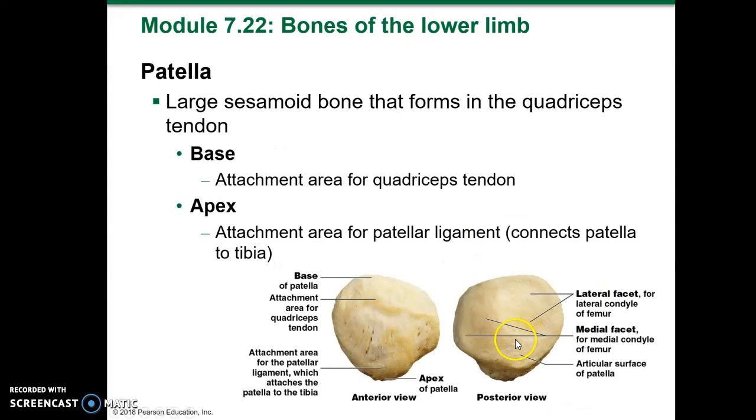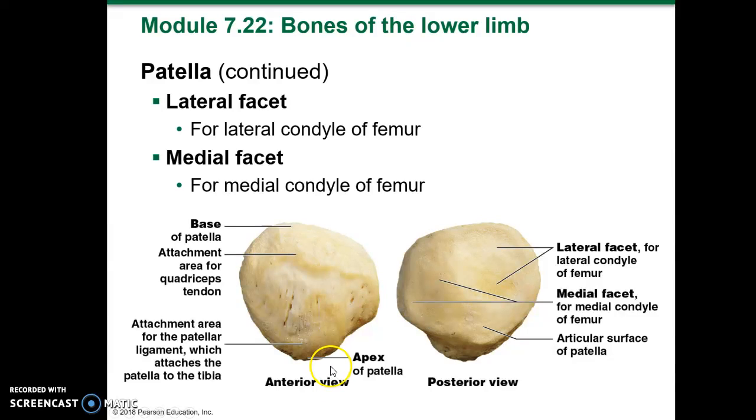If we look at the patella, it's a large sesamoid bone. It forms in the quadriceps tendon. At the base, it's an attachment area for the quadriceps tendon, and at the apex, it's an attachment area for the patellar ligament. That connects the patella to the tibia. We also have a lateral facet for the lateral condyle of the femur, and then a medial facet for the medial condyle of the femur.